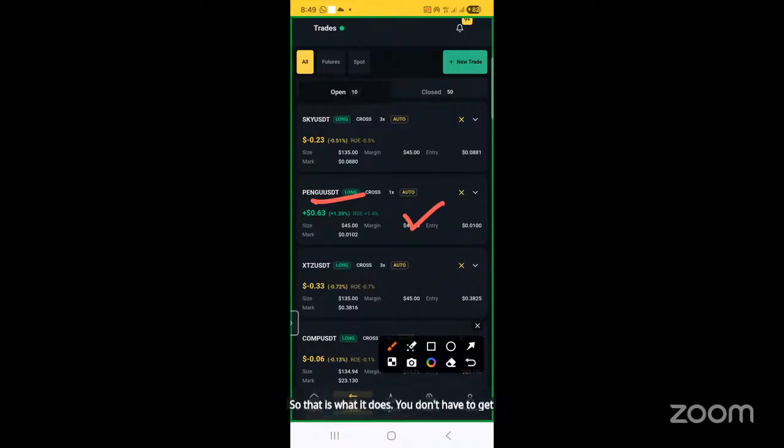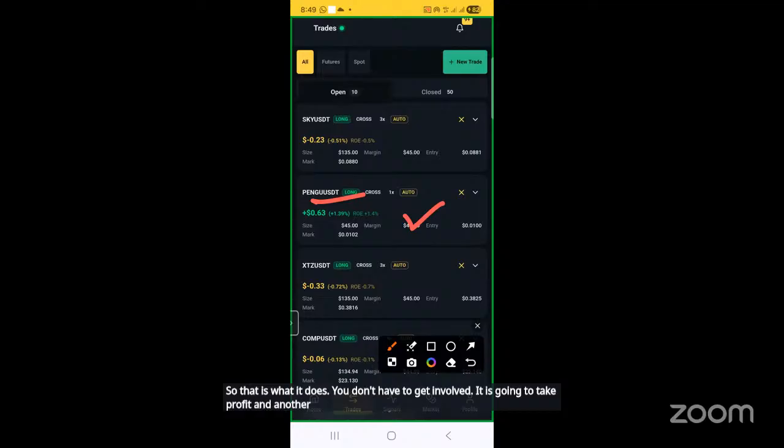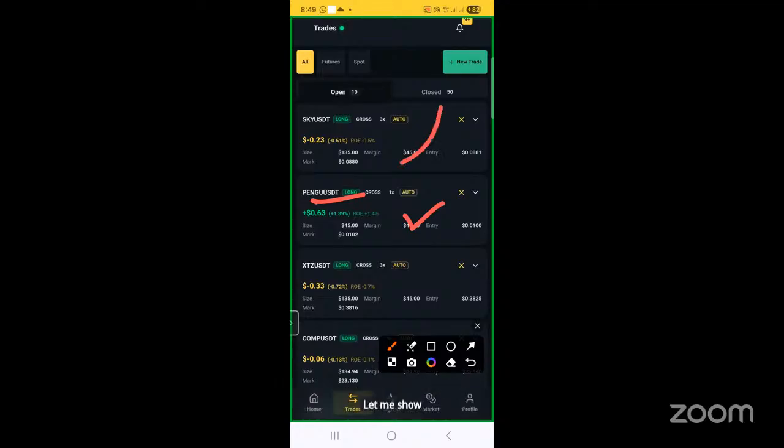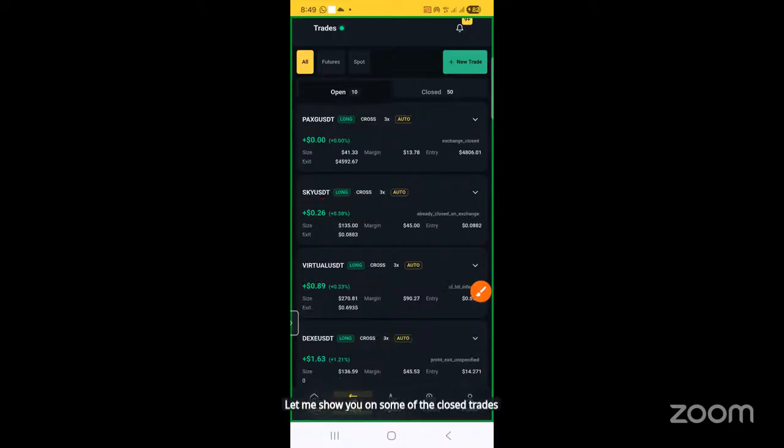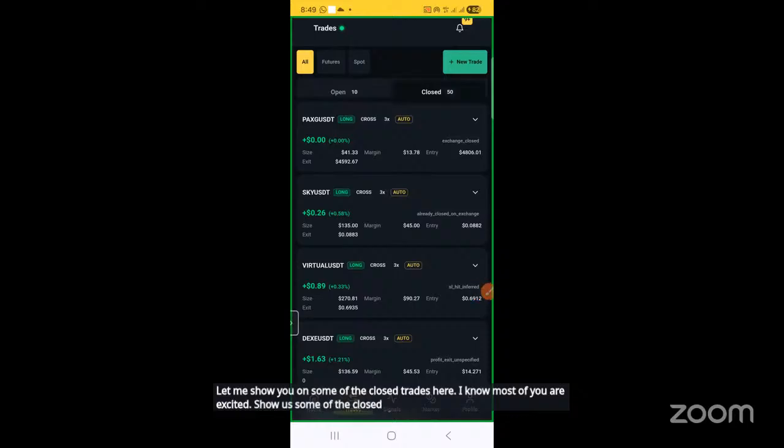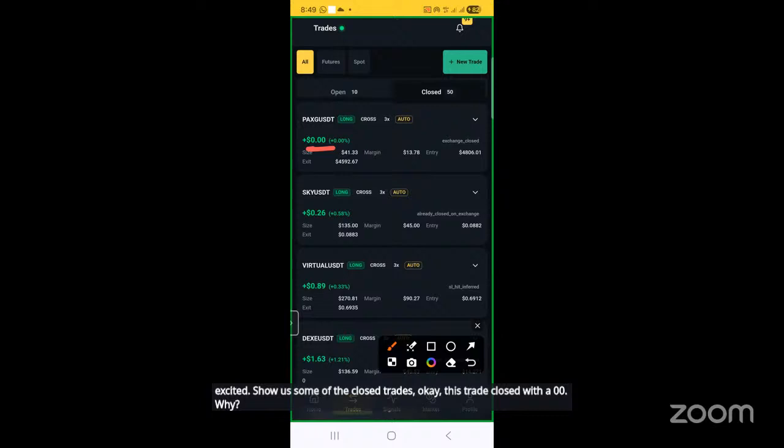It is going to take profit, and on another trade, it takes profit and closes that trade for you. Let me show you some of the closed trades here. I know most of you are excited. Show us some of the closed trades. Okay, this trade closed with 0-0. Why? Because it did what we call break even.